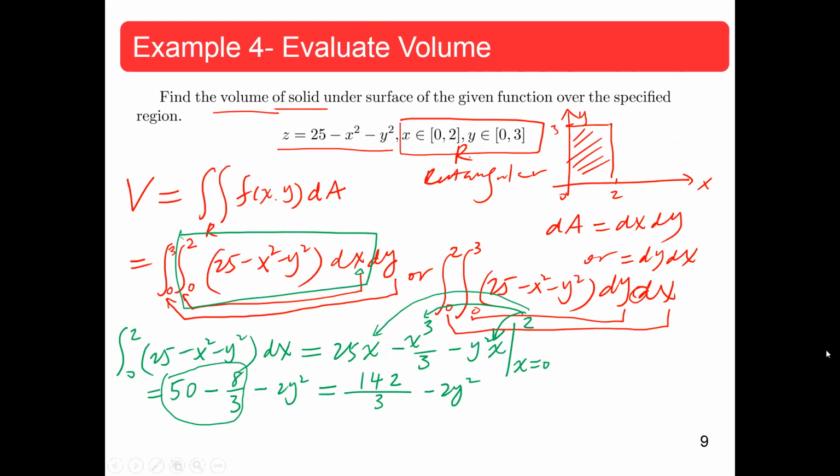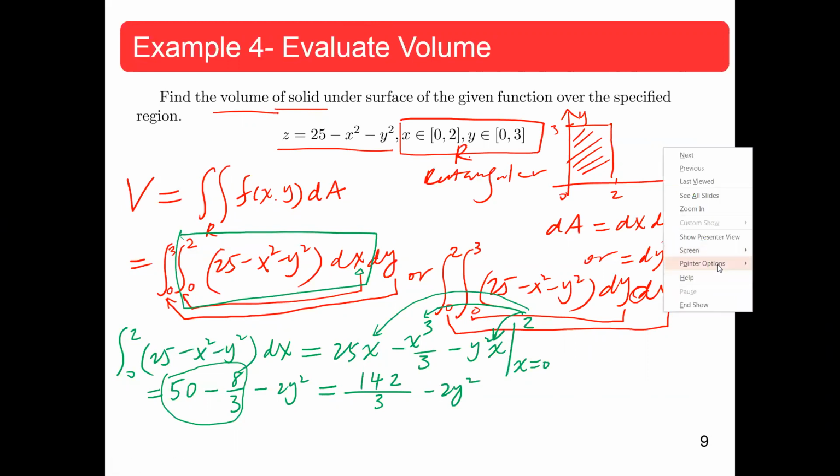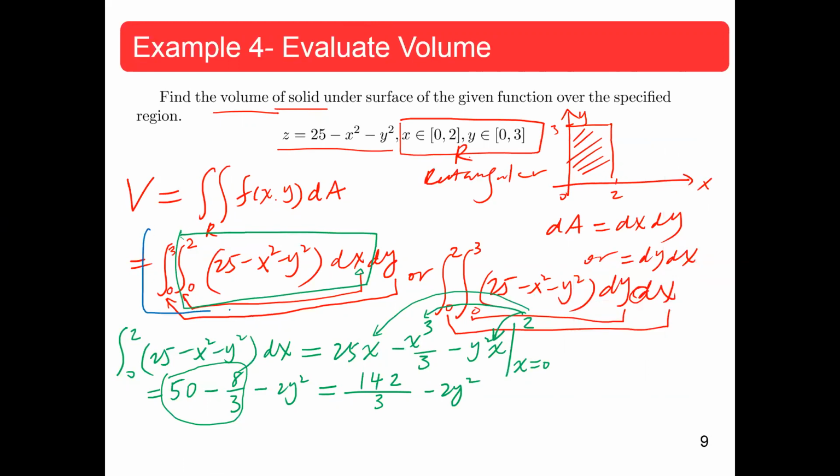So that's going to be the inner layer, right? And then we can go ahead and choose the outer layer. Next will be 0 to 3 dy. And I'm going to put in 142 over 3 minus 2y squared. You guys probably haven't noticed, once you go to the outer layer, the variable would match the variable that appeared in your integrand, right? There's no other variables over here. So it just comes down to the regular integration.